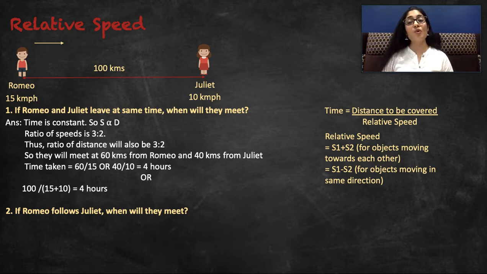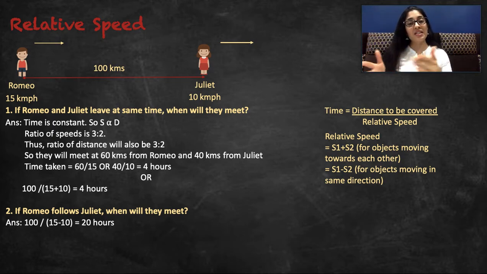If Romeo follows Juliet, so in this case their direction of motion is going to be like this. So here Romeo will definitely take more time to reach Juliet and effective speed will be lesser. So it will be 15 minus 10 to cover a distance of 100. So time taken is going to be 20 hours.